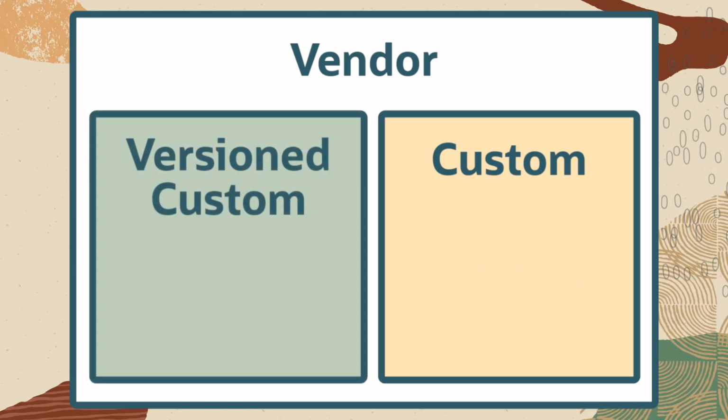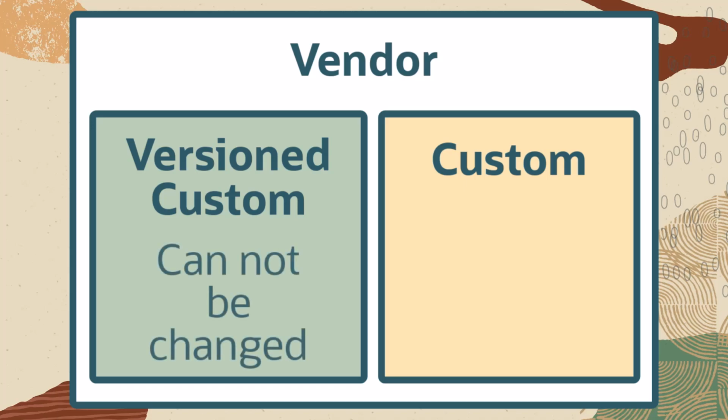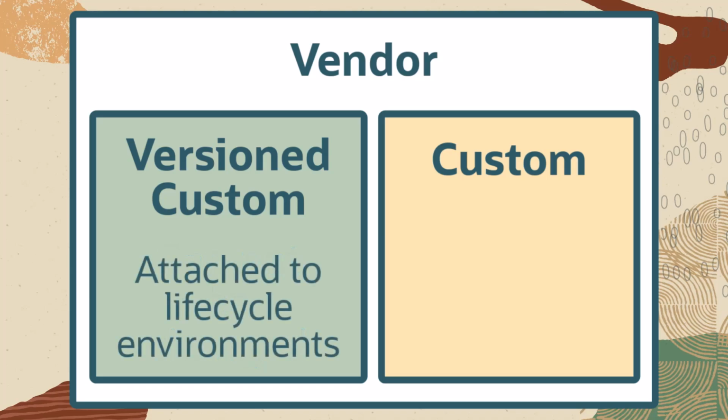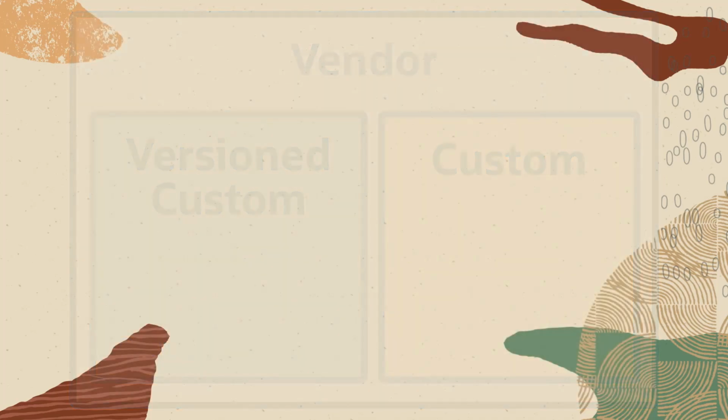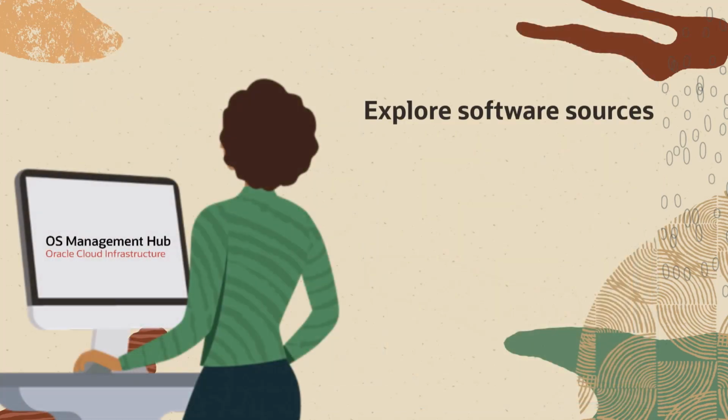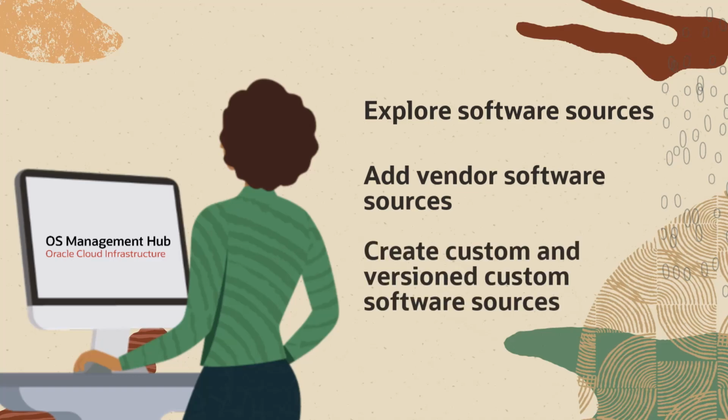A versioned custom software source is a custom software source that's assigned a version designator. A versioned custom software source is distinct from a custom software source in that it's immutable, meaning that after it's created, its content can't be changed and/or updated. It is used to manage content for lifecycle environments and can't be directly attached to an instance or group. Let's explore the Software Sources section of Oracle OS Management Hub on the Oracle Cloud Infrastructure console. Let's add some vendor software to our region and create a custom and version custom software source.